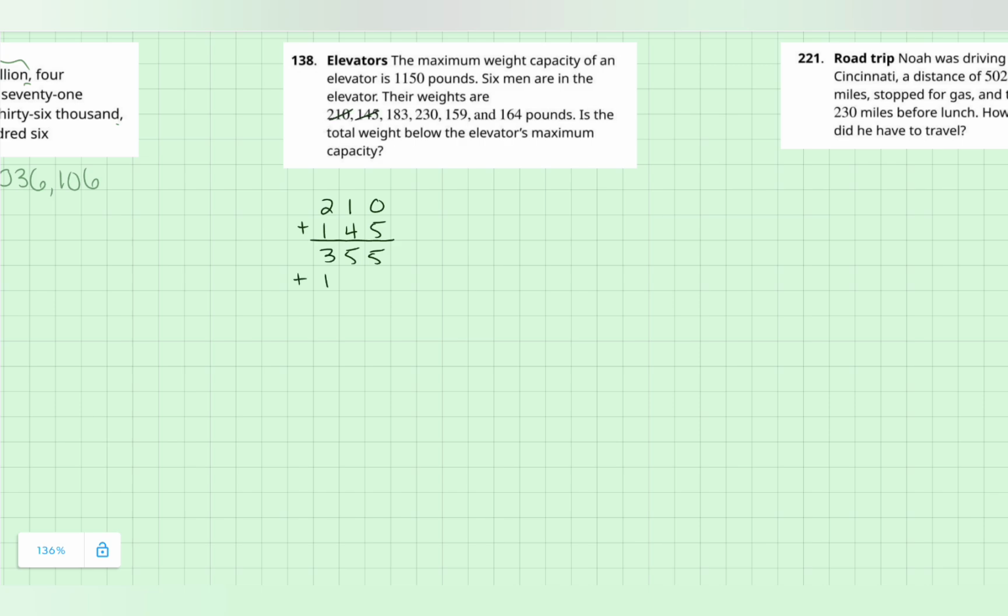For the next person, we have 183. 5 plus 3 gives us 8. 5 plus 8 gives us 13. We carry the 1. 1 plus 3 plus 1 gives us 5.